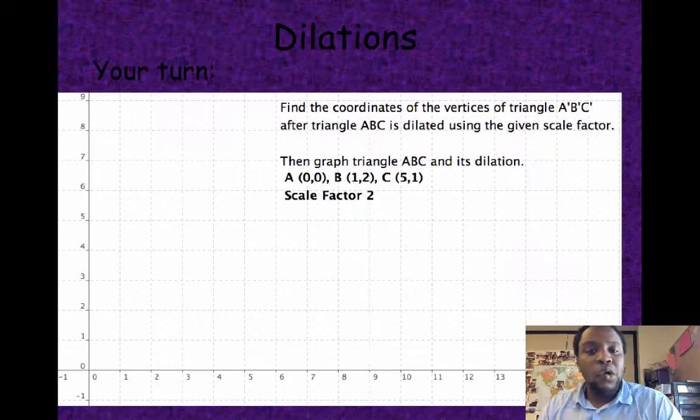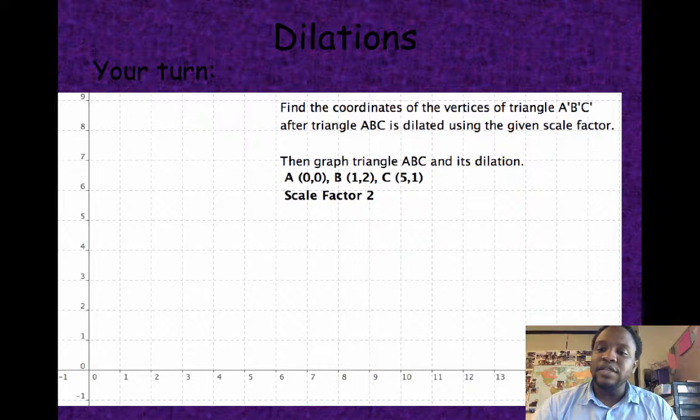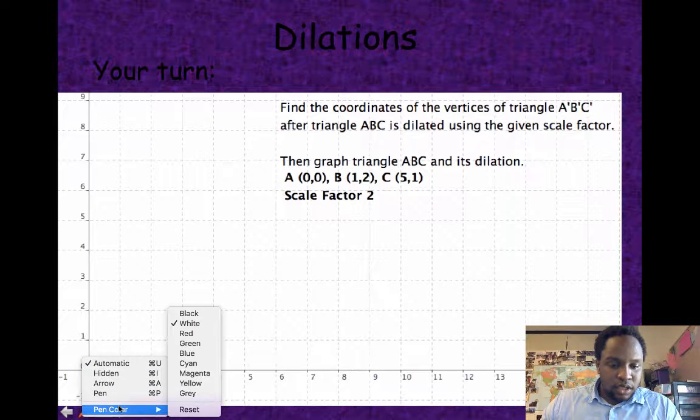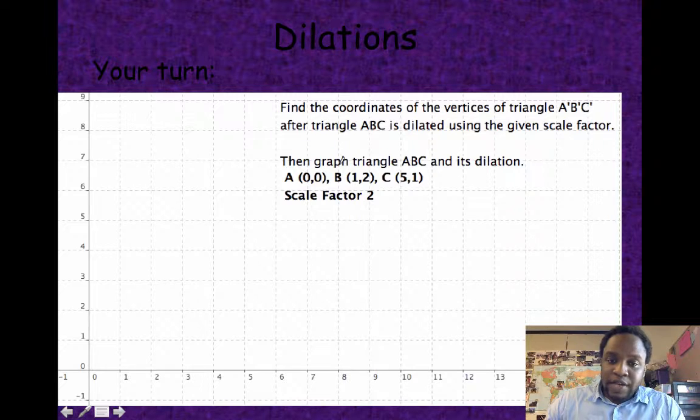So let's do one more. Find the coordinates of the vertices of triangle A prime, B prime, C prime after triangle ABC is dilated using the given scale factor. We're going to use blue this time. Here we're given A, B, and C. So A is (0, 0), B is (1, 2), and C is (5, 1).